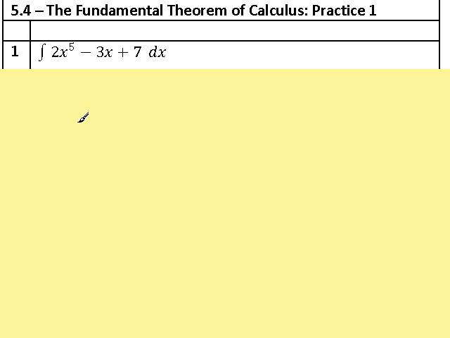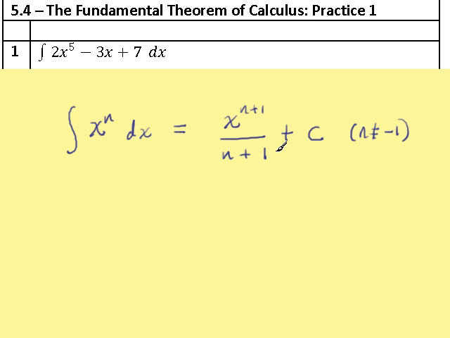In 5.4, we're going to practice some integration, mainly using the power rule for integration. And here it is. If we integrate a power, we simply add 1 to the exponent and divide by the new exponent. And of course, n is not equal to -1, because that would make this denominator 0. All right, so this is the power rule for integration.